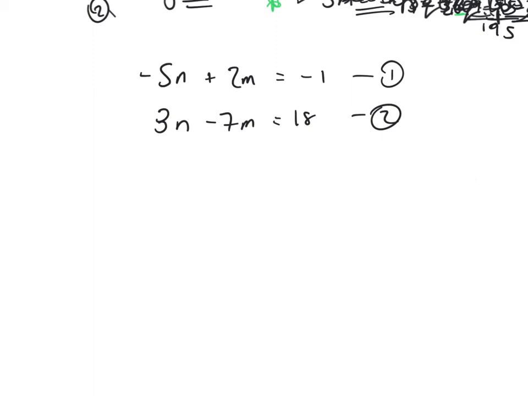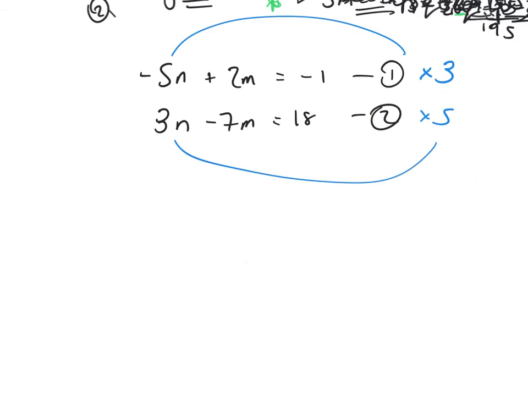I'm going to scale them up to 15, so I'll need to multiply equation 1 by 3. And that's because 5 times 3 will give me 15. And equation 2 by 5, and that's because 3 times 5 will give me 15.